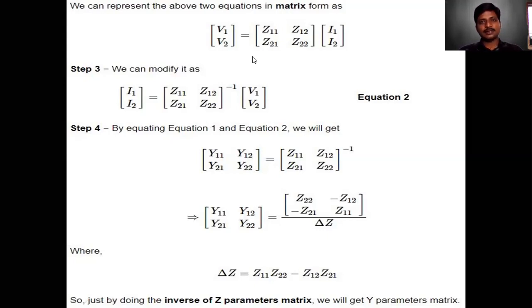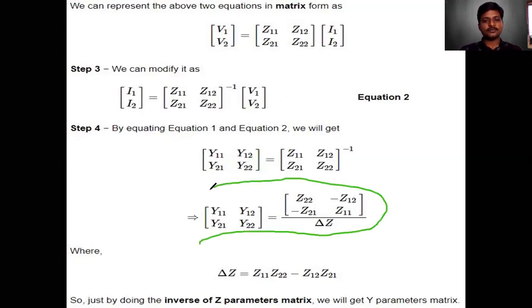So if in the question Y parameters are asked and a pi network is given, what you have to do is convert that pi network into a T network using star delta transformation. After that, you have to find Z parameters. Once you got Z parameters, you just find the inverse of the Z parameter matrix. Then you will get all Y parameters. For a 2 by 2 matrix, this is how you have to find the inverse.